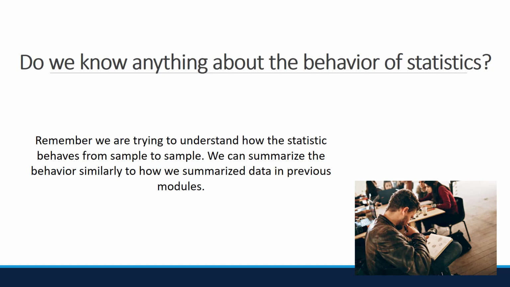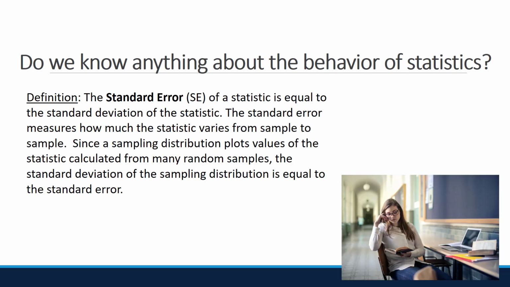The variability of the sample statistic is so important that it gets its own name. Definition. The standard error of a statistic is equal to the standard deviation of the statistic. The standard error measures how much the statistic varies from sample to sample. The standard deviation of the sampling distribution is also equal to the standard error.